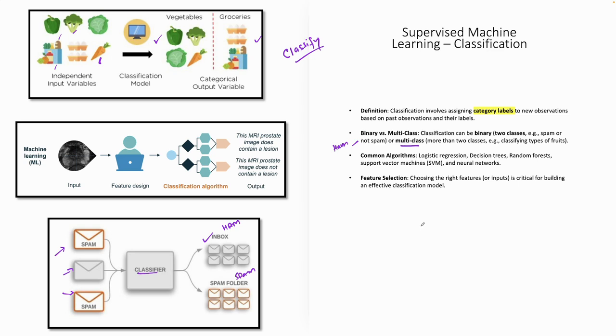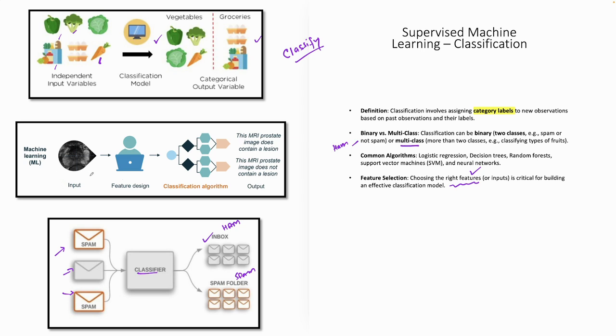And feature selection, right? So choosing the right features or inputs is critical for building an effective classification model. So it's very important that you know the features, right? So based on the features only, you would be able to identify or classify a model. It's a very good example here.